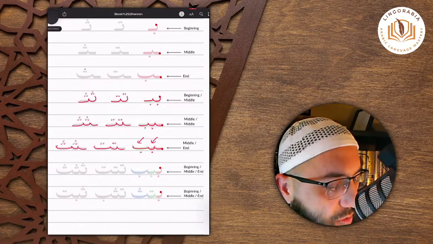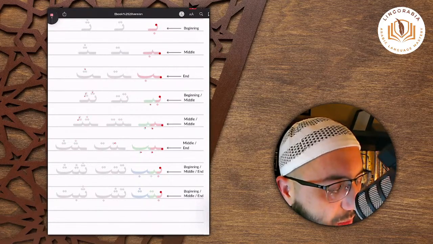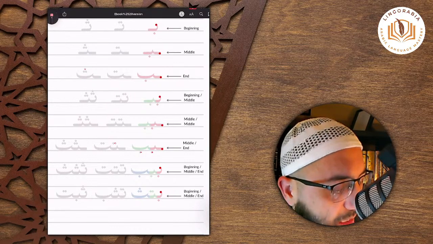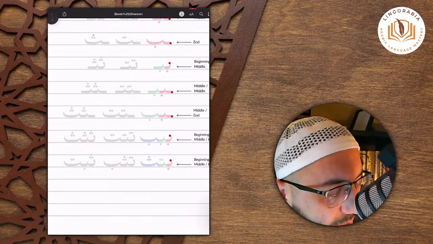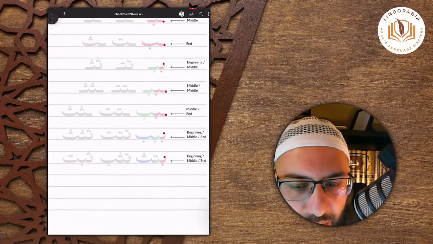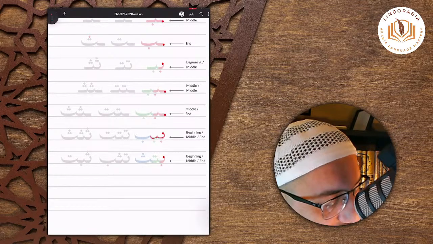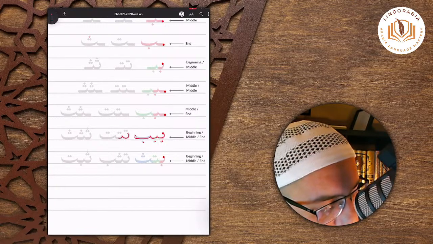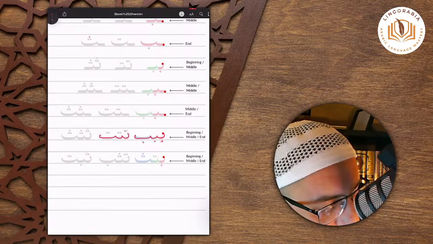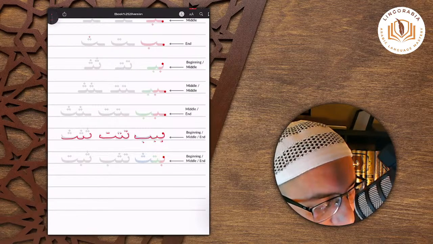Okay, so this is an exercise that shows you the positioning. We have seen the theory, and this is the practice a little bit. This is how it should be done. Now this one is fun. You see a ba in the beginning, in the middle, and at the end. The ta in the beginning, in the middle, and at the end. The tha in the beginning, in the middle, and at the end.